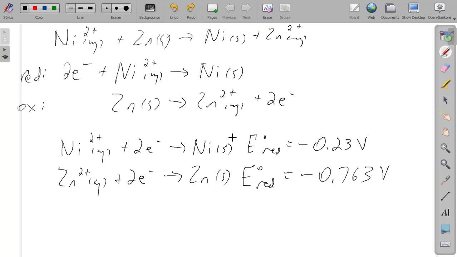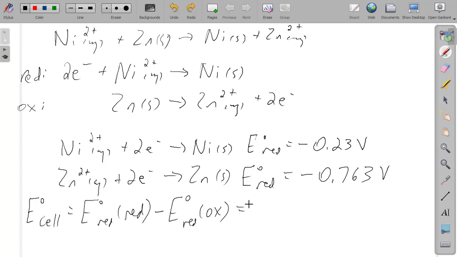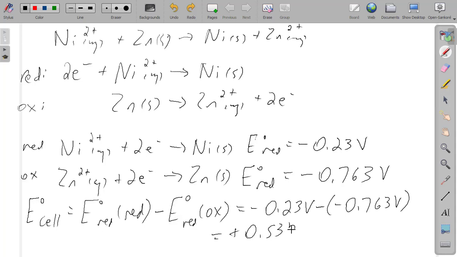All right, when we look at this, what we want to do to calculate the answer to the question, what is the standard cell potential? E0 cell is going to be equal to the E0 red for the reduction process minus the E0 red for the oxidation process. Remember, the nickel is the reduction process and the zinc is the oxidation process. So we have negative 0.23 volts minus negative 0.763 volts. That's going to give me a raw answer of positive 0.533 volts.